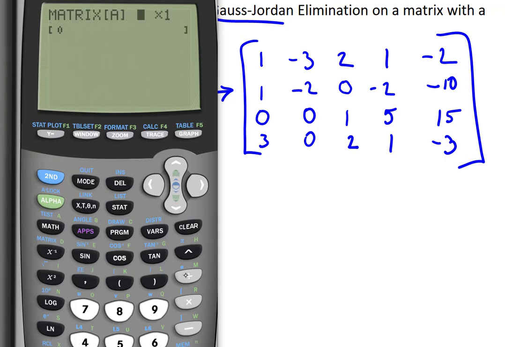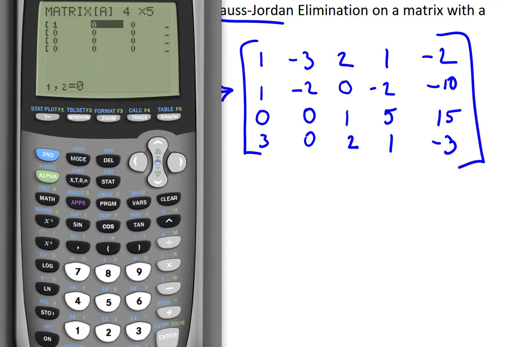We want to put the size or the order of the matrix. Remember, it's always rows by columns. Well, we have 4 rows in this particular matrix and 5 columns, so this would be a 4 by 5 matrix. Now we'll hit enter and find our way through each entry, plugging them in as we have. Across the top, we have 1, negative 3, 2, 1, negative 2. And then skipping across to the second row, we have 1, negative 2, 0, negative 2, and negative 10.